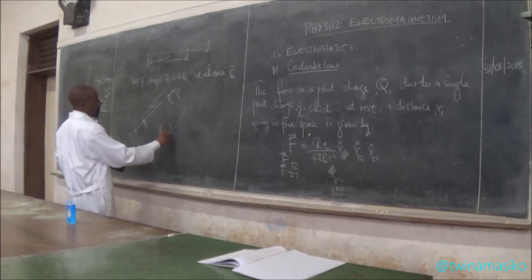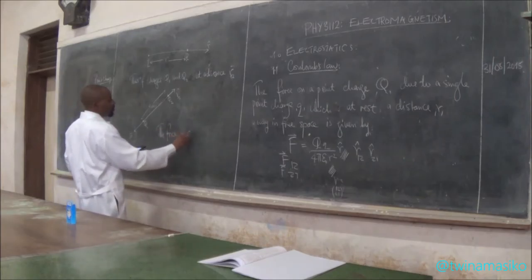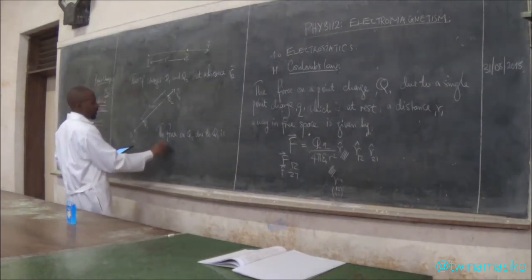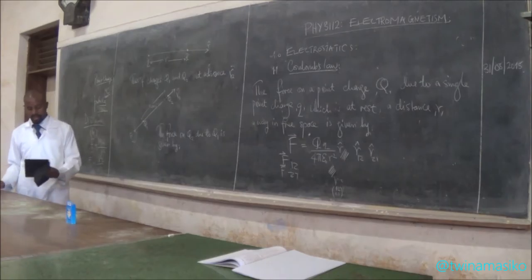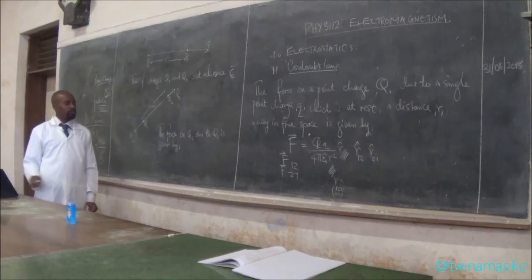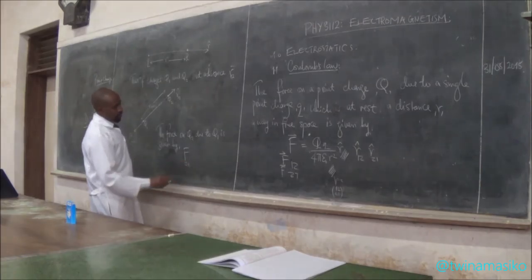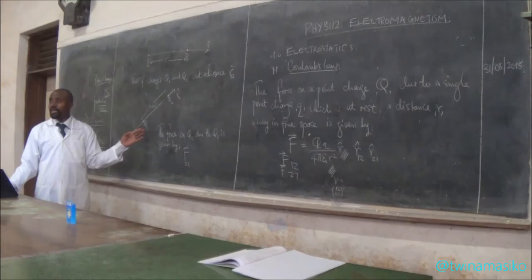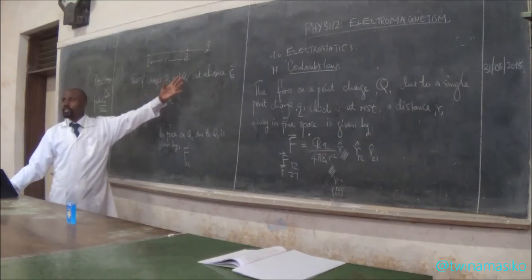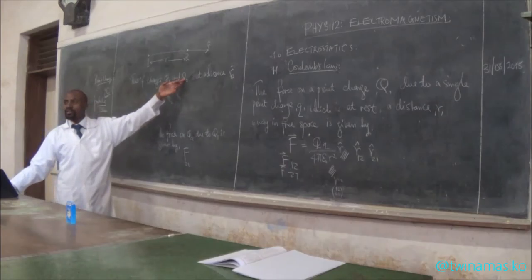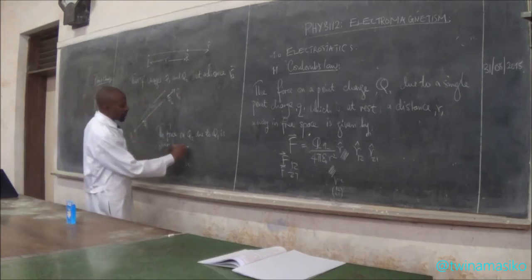So the force on Q2 due to Q1 is given by, can anyone give us a try on this? When we talk of the force on Q2 due to Q1, it means if both of them were positive or negative, definitely this one would be pushing the other on the other side. So we are talking about the force on Q2 due to Q1, which means it would be along that direction.